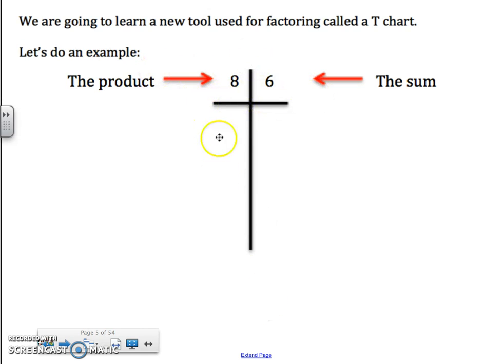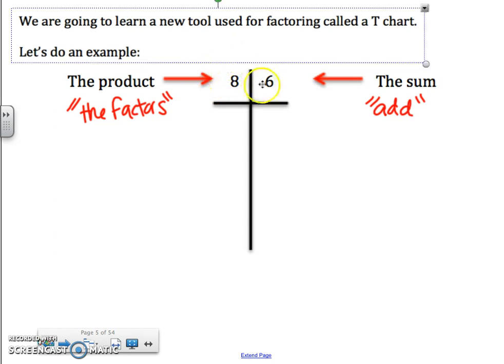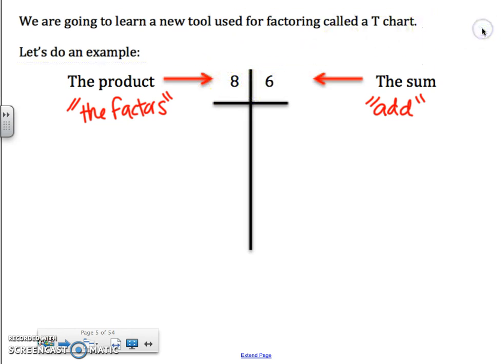Notice the T-shape. The number that's on the left is called the product. This is also called the factors. So if it says find the factors or find the product, that number is going to go on the left side of the T-chart. On the right side is going to go the sum, and remember sum means add. Okay, so we're going to be finding factors of 8 that add up to 6.